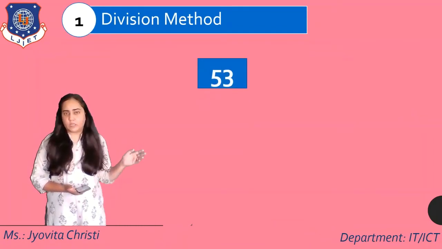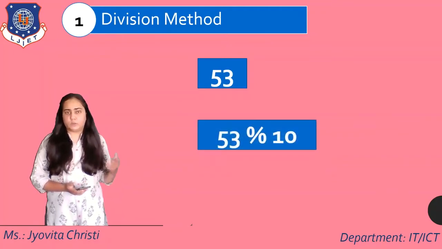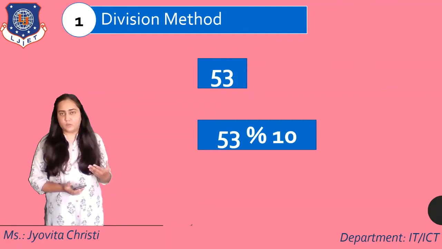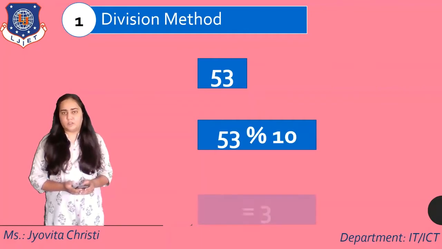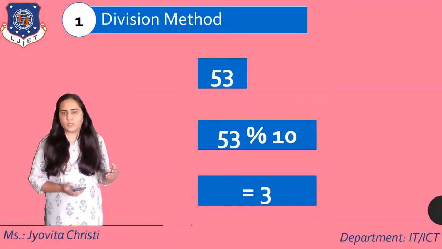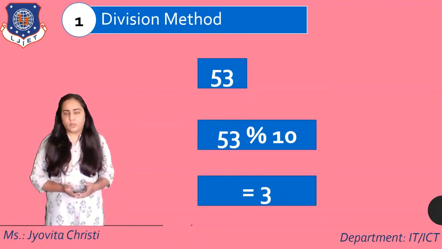If you have a key like 53 and you want to insert it into a hash table of size 10, then you're going to do 53 modulo 10, which gives you the remainder instead of the quotient. So the remainder is 3. And that's why 53 will be stored in the bucket with an index 3 in the hash table. So it's a very simple method called division method.